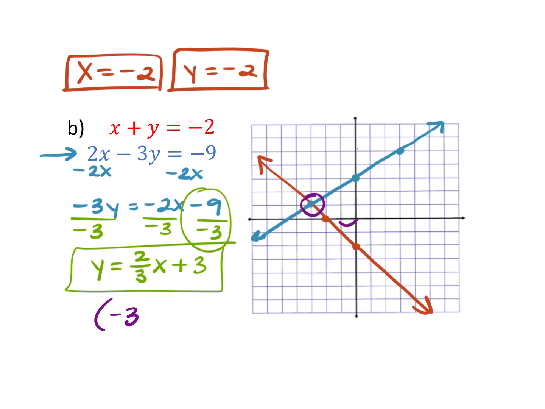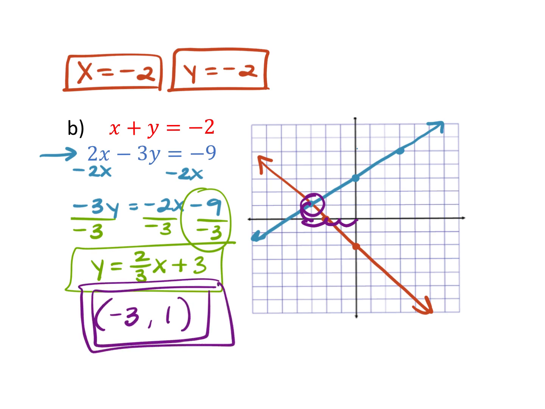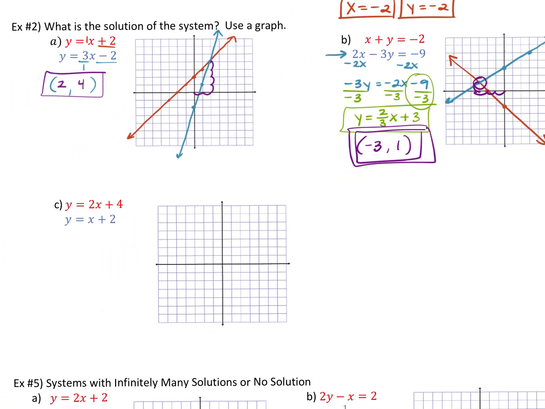Negative 3, right? 1, 2, 3. Up 1. So negative 3, 1 would be your solution. Okay. Questions on that? Okay, let's do the next one together.